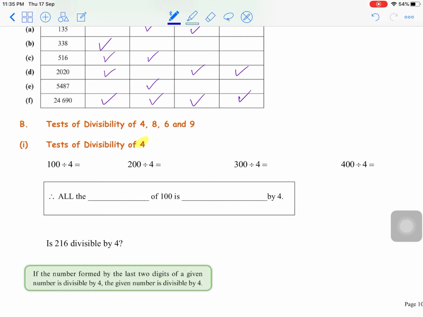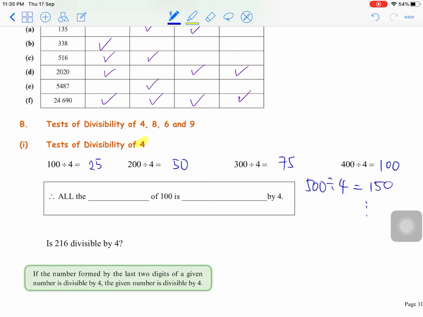So 100 divided by 4 equals 25. 200 divided by 4 equals 50. 300 divided by 4 equals 75. And then 400 divided by 4 will be 100. How about 500 divided by 4? 150. So etc.